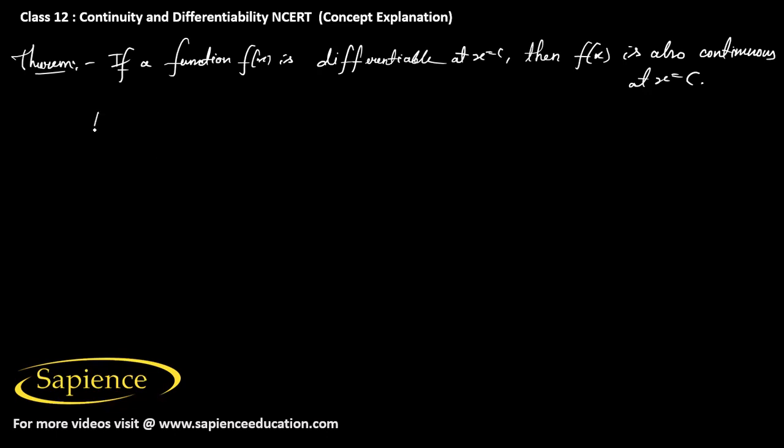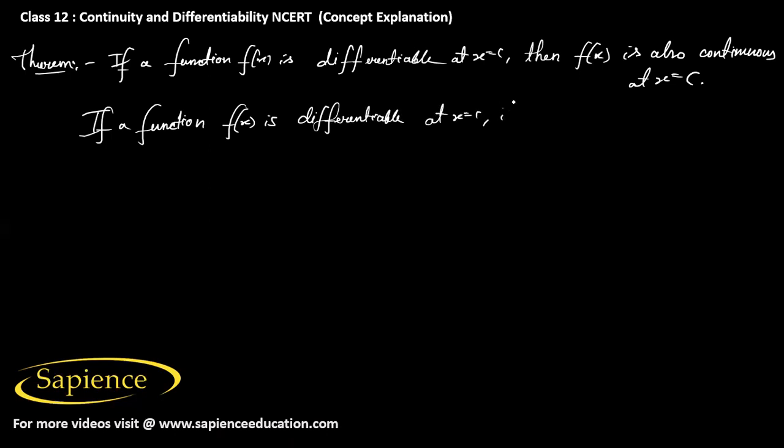So if a function f of x is differentiable at x equal to c, it means that f dash c is equal to limit h tends to 0 of f of c plus h minus f of c by h. So this limit should exist.